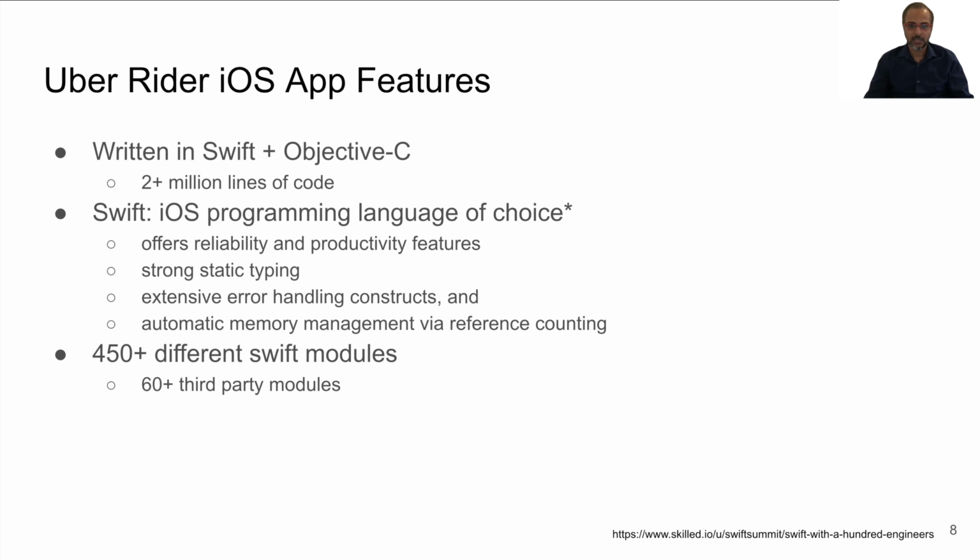Here are some of the salient features of the Uber Rider app. It is written in a mix of Swift and Objective-C, predominantly Swift. It is about 2 million lines of code. Swift is our programming language choice because of its reliability and productivity features, strong static typing, extensive error handling constructs, and automatic memory management via reference counting. These features, although useful, come to hurt us in app size as it becomes evident soon. The app consists of over 450 Swift modules, out of which more than 60 are third-party modules.